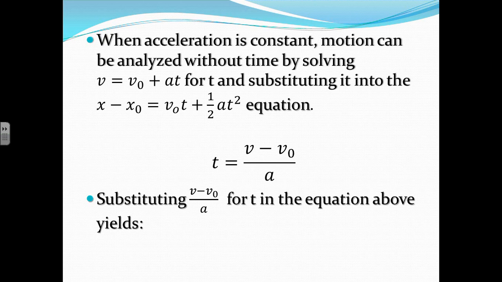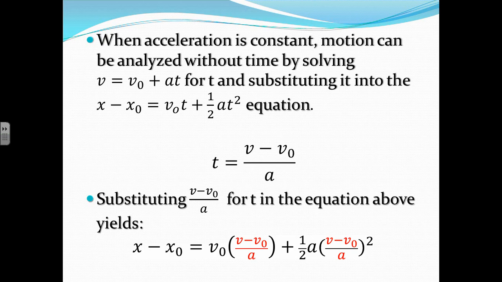So solving for t, it's t equals change in velocity, or velocity minus velocity initial, divided by acceleration. And we want to take this velocity minus velocity initial divided by a and substitute it into the equation above, and that yields us this expression. Change in position equals velocity initial multiplied by change in velocity divided by acceleration, and to that we add 1/2 acceleration times change in velocity divided by acceleration, squared. So this is just substituting in for t in the second equation what t equaled in the first equation.